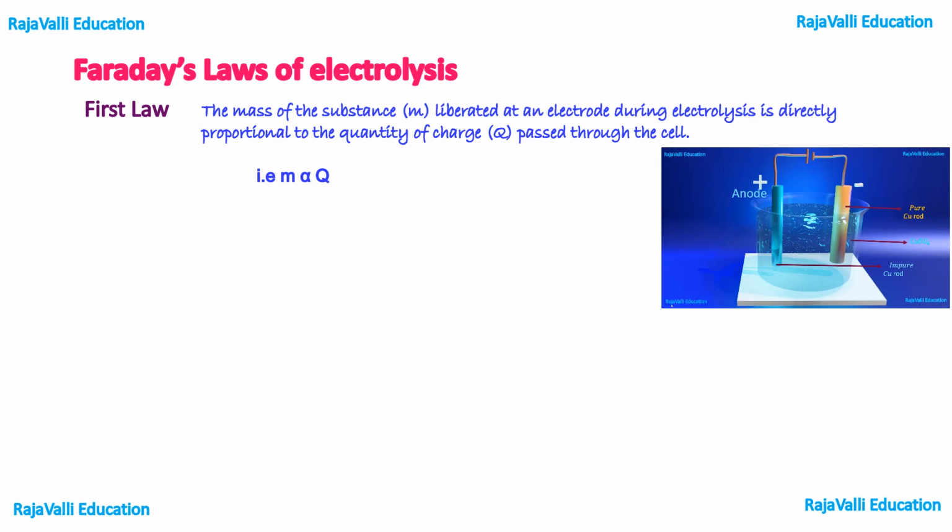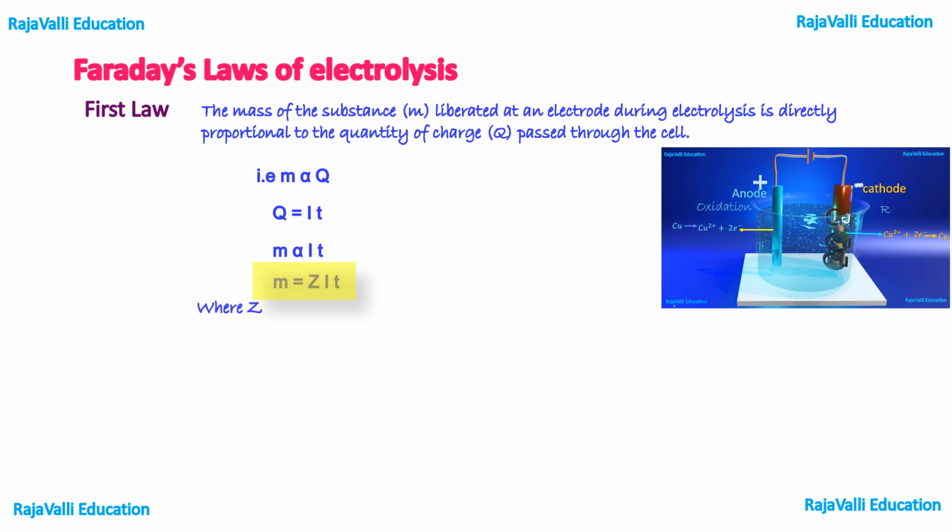We know that Q is equal to I into T. Substituting this value in the above equation, we get M is directly proportional to I into T. Now we have to remove this proportionality by introducing proportionality constant Z. So M equal to Z into I into T, where Z is the electrochemical equivalent of the substance liberated or deposited at an electrode.